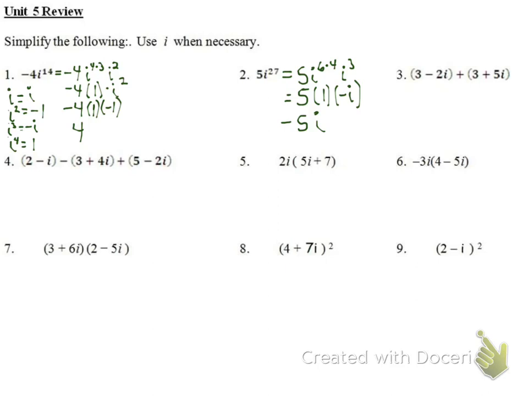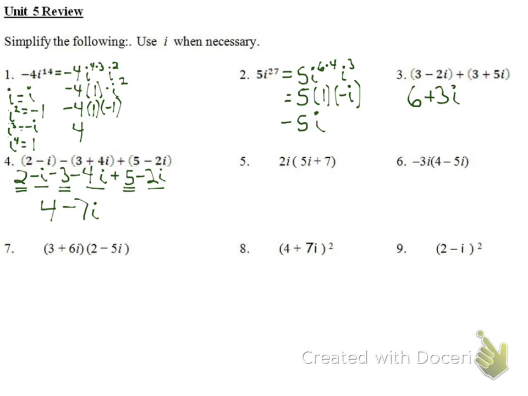Number 3, we're combining like terms. 3 and 3 gives us 6. Negative 2i and 5i give us positive 3i. So it's 6 plus 3i. Number 4, more of the same. Maybe we can distribute that negative to start with. So it becomes 2 minus i minus 3 minus 4i plus 5 minus 2i. Then we can group them together. I have a negative i, a negative 4i, and a negative 2i, which combine to be negative 7i. And then 2, negative 3, and 5, which will combine to be 4, so our answer is 4 minus 7i.